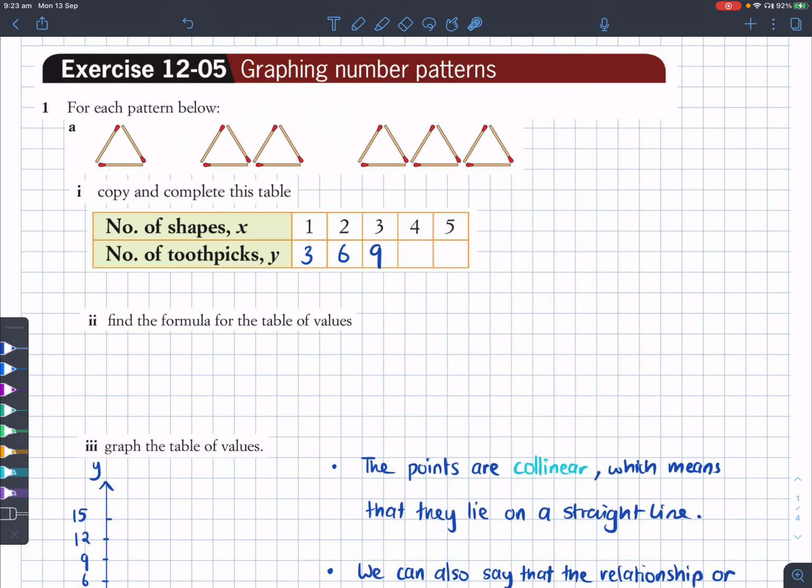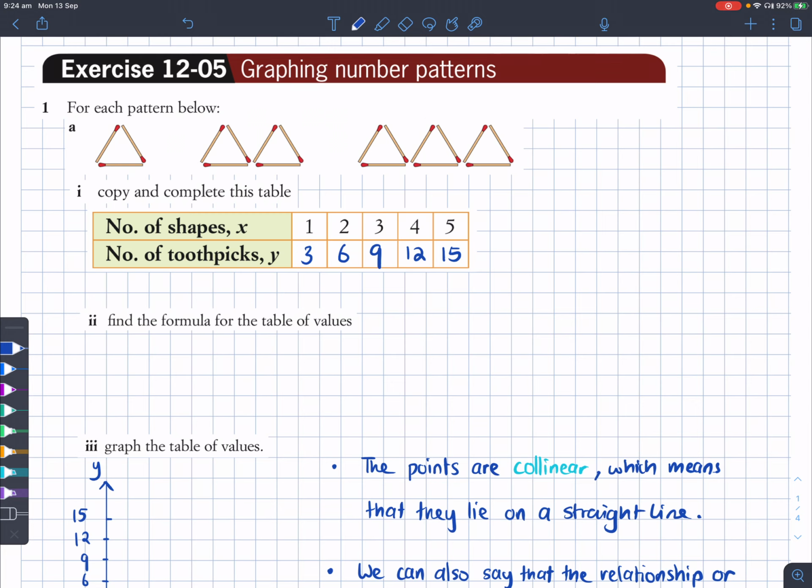And now without drawing 4 triangles and 5 triangles, you know that to go from one number to another, you just add 3. So you get 12 here when you add 3 to 9. Adding 3 again gives you the number 15. Now, we've got to find the formula for the table of values for question part 2, basically.